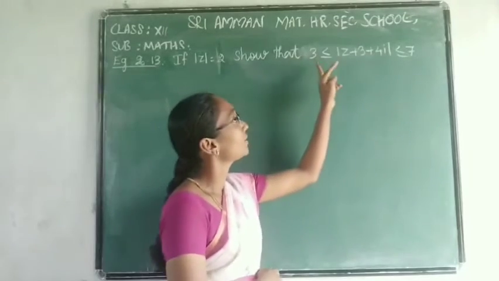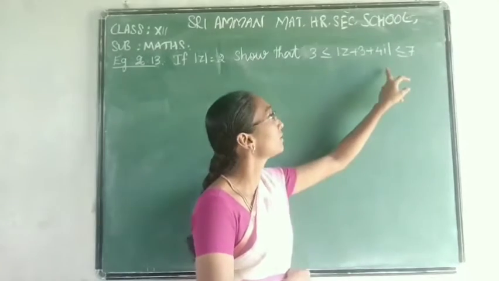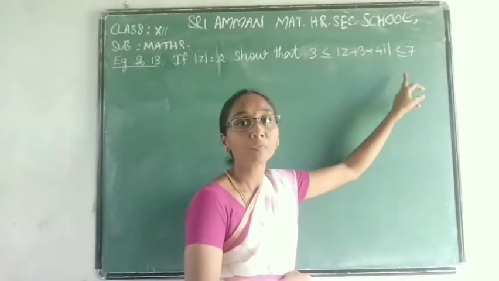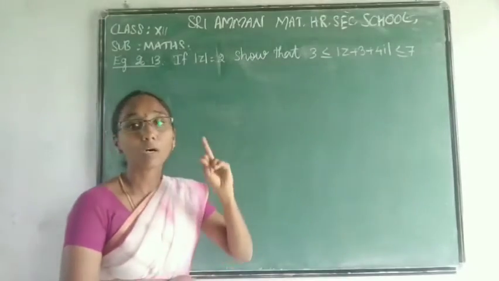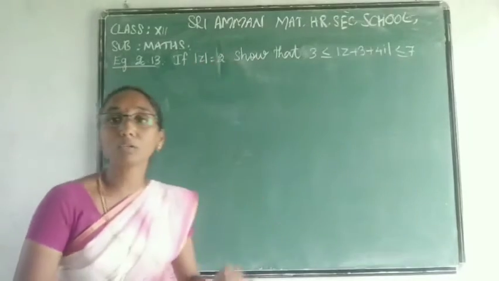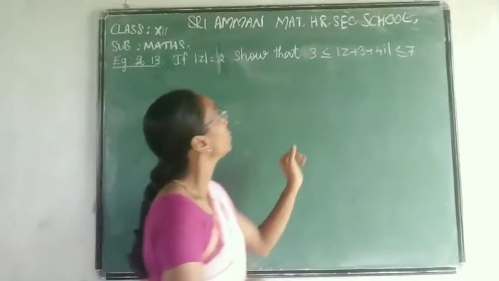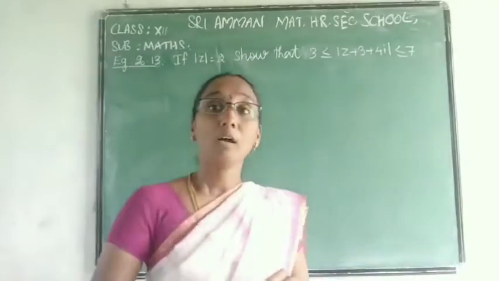So that 3 is less than or equal to modulus of z plus 3 plus 4i, less than or equal to 7. Here, given modulus of z value only. Look, modulus of z equal to 2. You have to show this one. Listen.